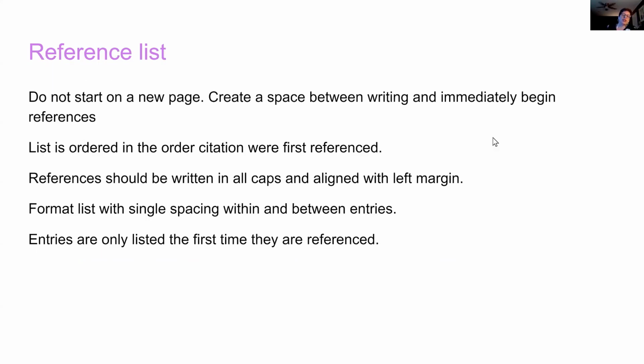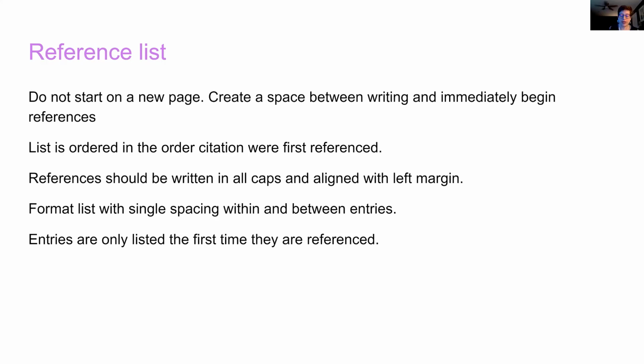So then moving on to the reference list, which is how you're going to list all of these, as you're putting your citations in, you're adding your superscripts for 1, 2, 3 as you're entering them in. You do not want to start a new page in AMA style. You will just create a space between your article and immediately begin your references.